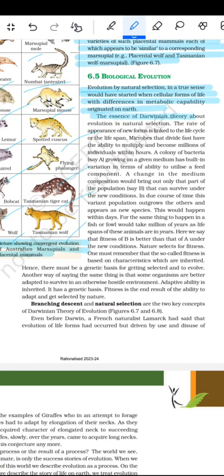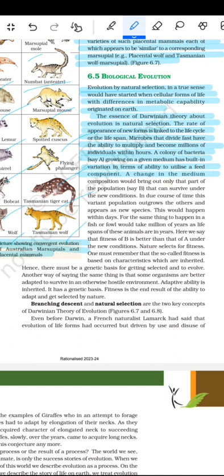The essence of the Darwinian theory about evolution is natural selection. The rate of the appearance of the new form is linked to the life cycle of the life of man. Microbes that divide fast have the ability to multiply and become millions of individuals within hours. A colony of bacteria, say A, growing on a given medium has built-in variation in terms of the ability to utilize a feed component.